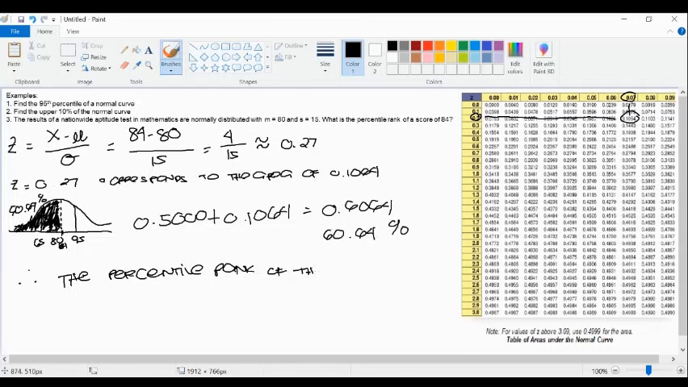So, the percentile rank of the score 84 in a test is 60.64.